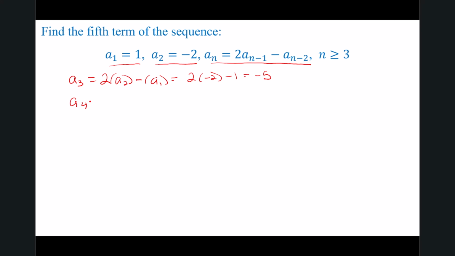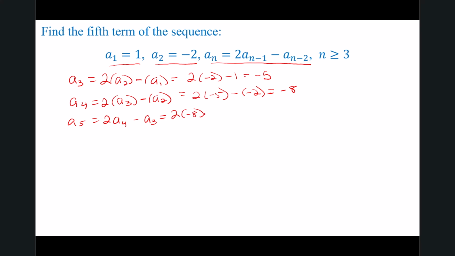And then a sub 4, I would have 2 times a sub 3 minus a sub 2, which would be 2 times negative 5 minus a sub 2, which is negative 2. So that's negative 10 plus 2 is negative 8. And then I can find a sub 5. So a sub 5 would be 2 a sub 4 minus a sub 3, which would be 2 times negative 8 minus negative 5, or negative 16 plus 5 is negative 11.